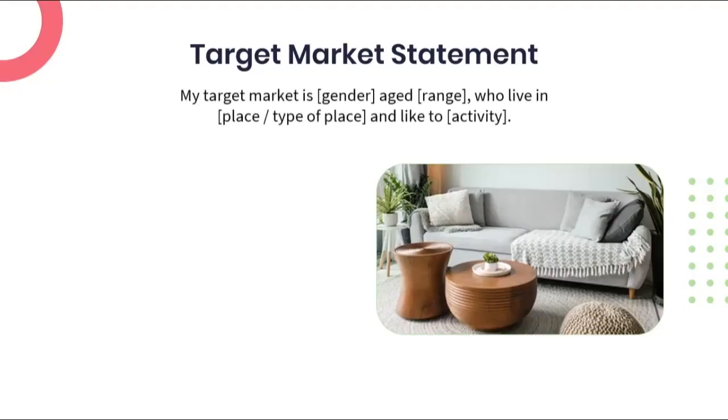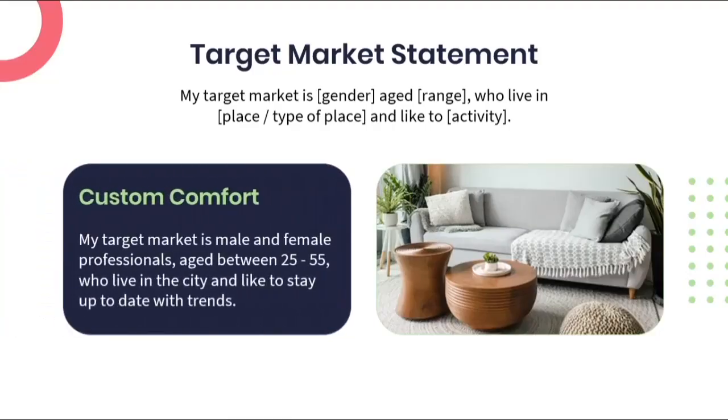So your target market statement would look something like this. Your target market is gender and age range, who live in a place or a type of place, who also do some sort of activity. That's how I like to tie it all together. It sounds very odd, but let's look at this example for our case study. My target market is male and female professionals aged between 25 to 55 years old, who live in the city and like to stay up to date with different trends.